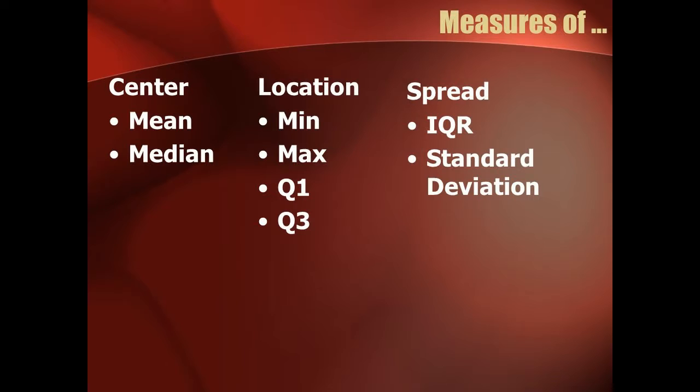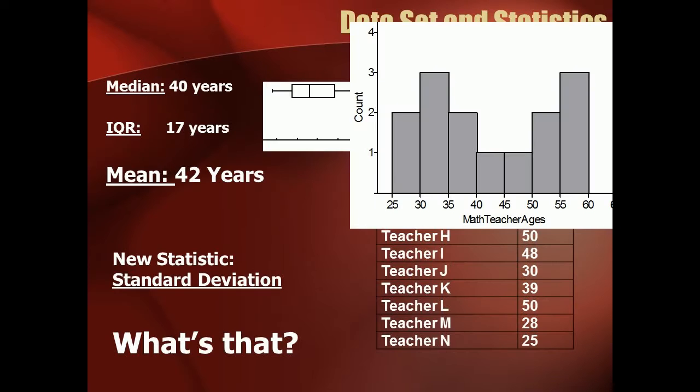Previously you learned about the statistics, center, location, and spread using the 5-digit summary and mean. Today we will learn a new statistic called standard deviation and how the process works. Here are the statistics for the median and mean of the teachers at your school. This is a visual representation of a histogram of this data.